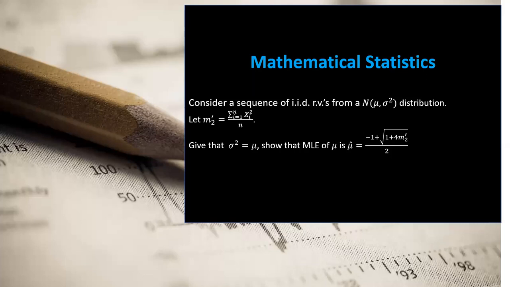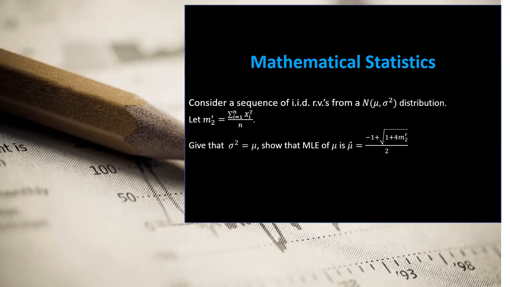And today the problem we're going to solve is another maximum likelihood estimator problem. So let's take a look. We consider a sequence of i.i.d. random variables from a normal distribution with mean mu and variance sigma squared. And we define M2 prime as the second moment, the summation i from 1 to n of xi squared over n.